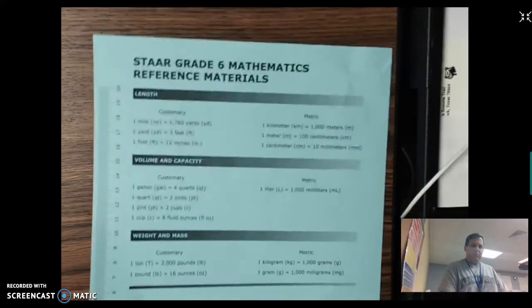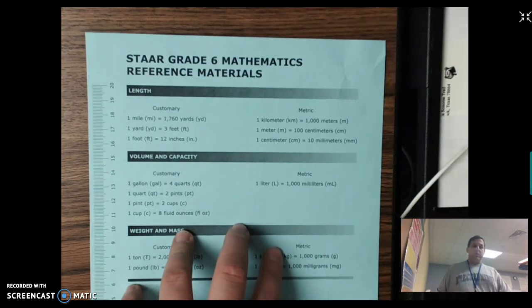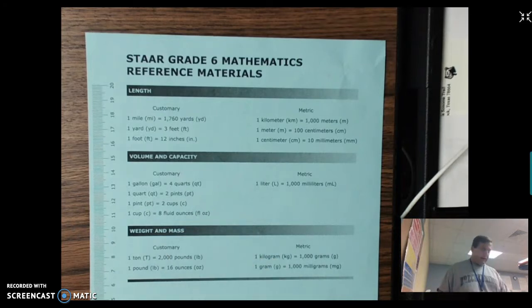Okay, this first video is just kind of the introduction. We are going to do lots of videos about using proportions to convert measurements and some other things about triangles. I'm going to start off with a brief introduction of the STAAR chart, which we've all looked at in class.